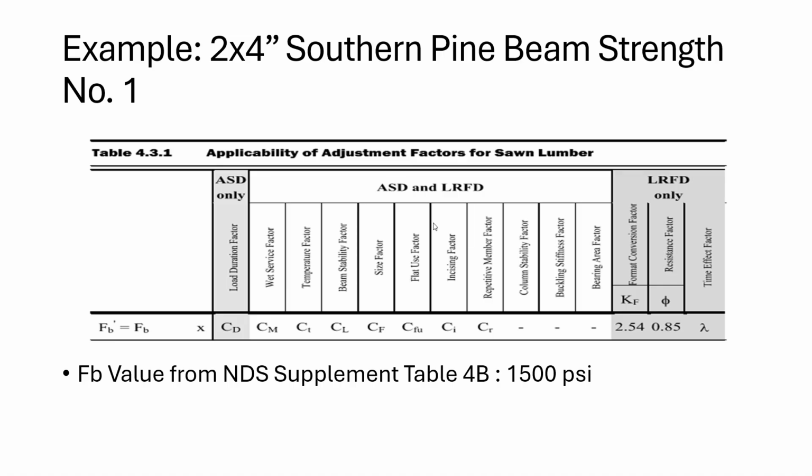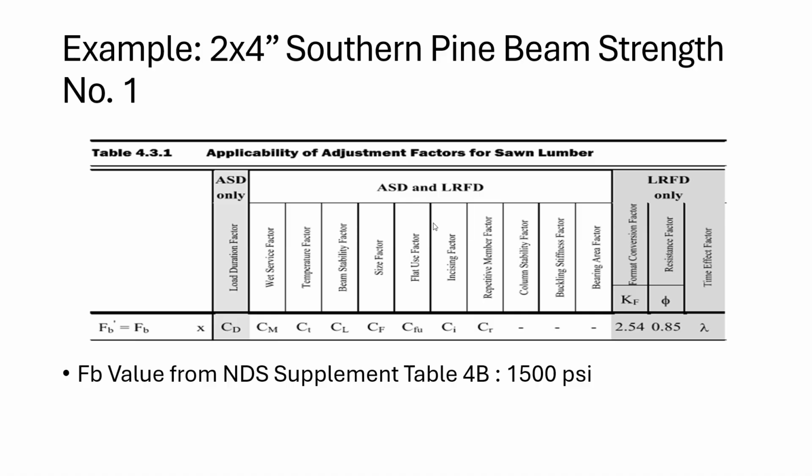So we first get the value of the F of the bending stress from table 4B. This is 1500 PSI. We take that 1500 PSI and multiply it out by every factor that is applicable to our analysis or our design. So I typically use ASD. So I know I'm going to be multiplying it by a load duration factor. And the rest of them are circumstantial.